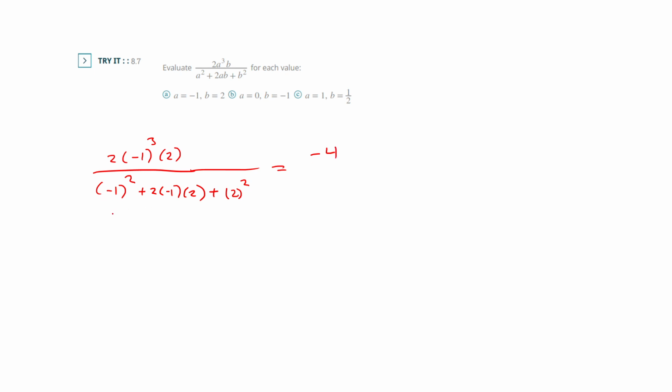Here this is going to be a 1, -1 squared. This is going to be -4, and this is going to be +4. So they're going to cancel out. I'd be left with 1. So the first one gets me -4.